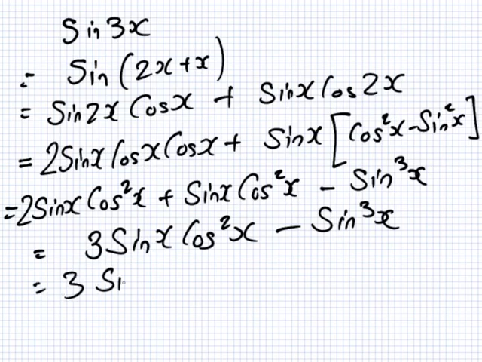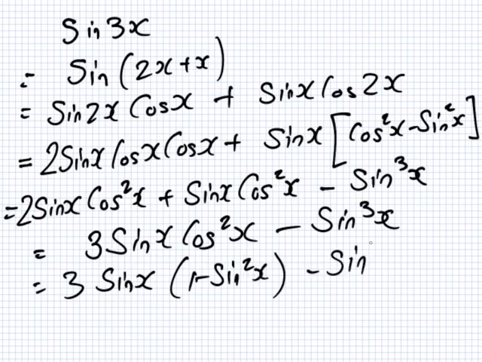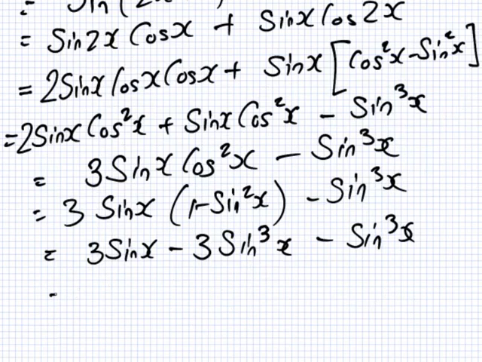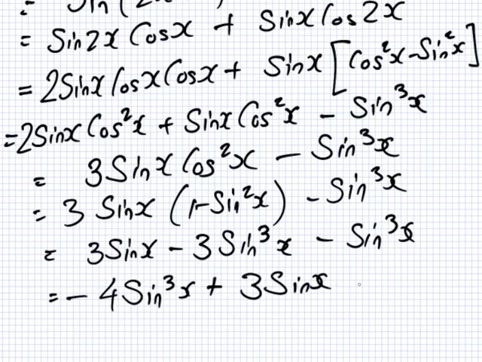What's the formula for cos squared? 1 minus sine squared x. So this would be 3 sine x minus 3 sine cubed x minus sine cubed x. So that would be minus 4 sine cubed x plus 3 sine x.